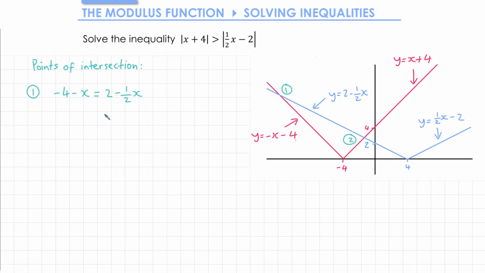Adding x to both sides gives us a half x on the right hand side, and subtracting 2 gives us minus 6 on the left hand side. Multiplying both sides by 2 gives us x equals minus 12.